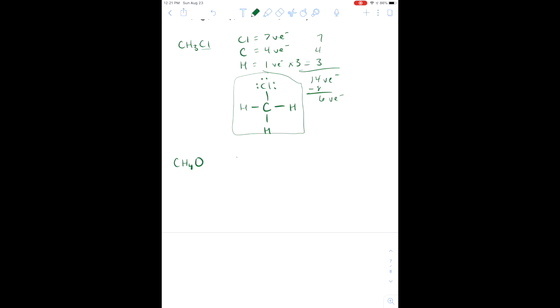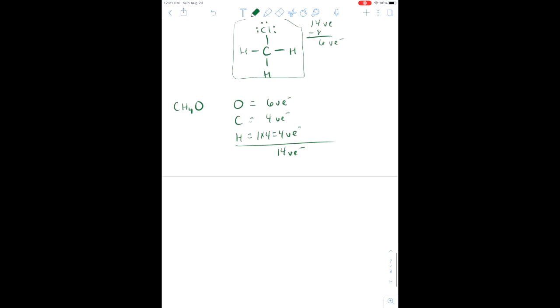That's chloroform right there. So the next one, CH4O, I've written the formula this way on purpose because it's going to kind of trick us. So we're tallying up our valence electrons. We got oxygen with 6, carbon with 4, and 4 hydrogens brings in 4. That gives us 14 valence electrons. Okay. Now, the central atom is carbon again because it is the least electronegative atom besides hydrogen.